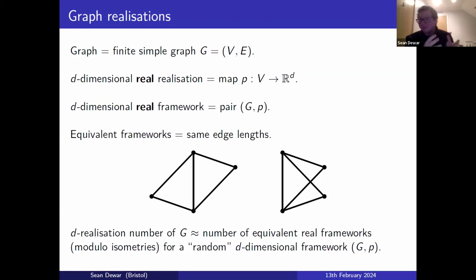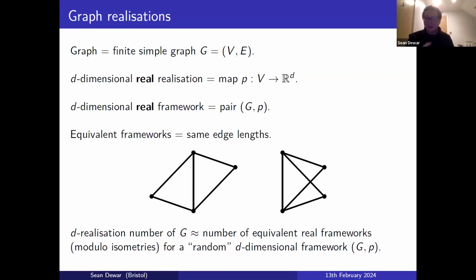It's not a graph embedding in a topological sense. I'm not embedding edges as lines. I'm just embedding the vertices. The edges will just be considered distance constraints or like stiff bars, but we do allow them to cross. So it's not topological in that sense. A real framework is going to just be a pair, a graph and a realization. And I'm going to often talk about equivalent frameworks. That's just going to mean that they have the same edge lengths.